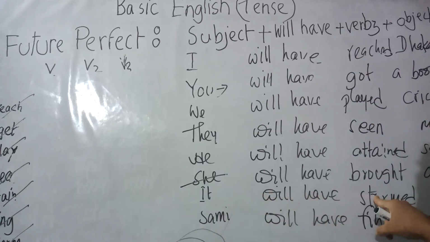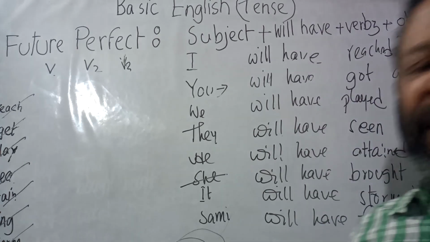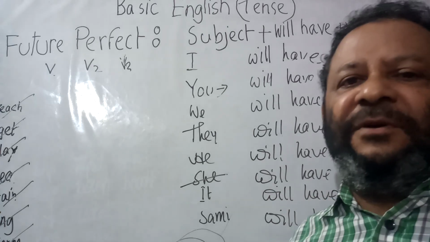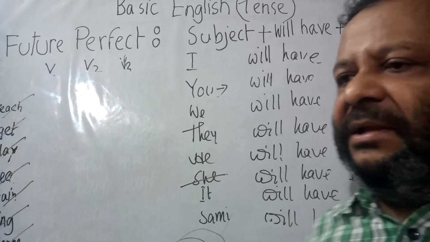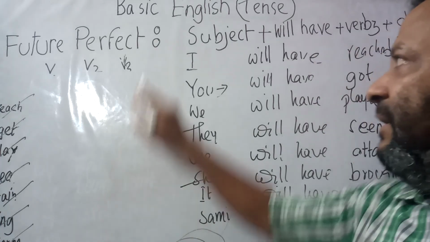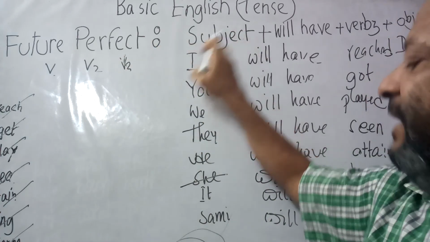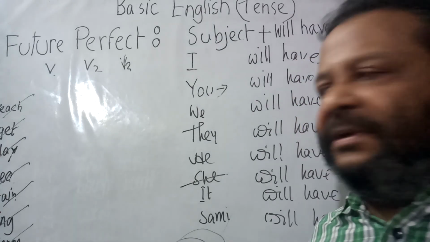It will storm here before it rains. I repeat, it will have stormed here before it rains. Sami will have finished the work before I tell. That is, there are some more words that can be added with future perfect tense, and these are by then, tomorrow, before, and any specific time.